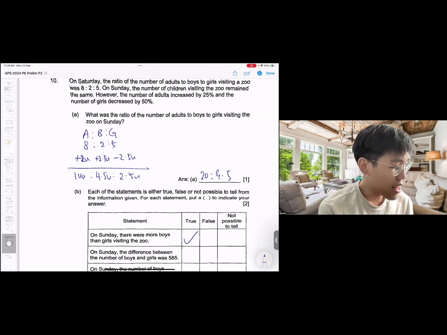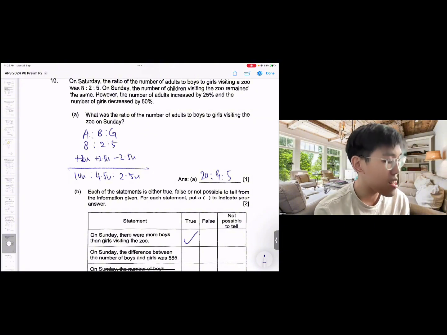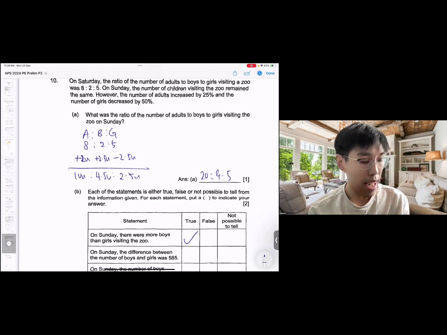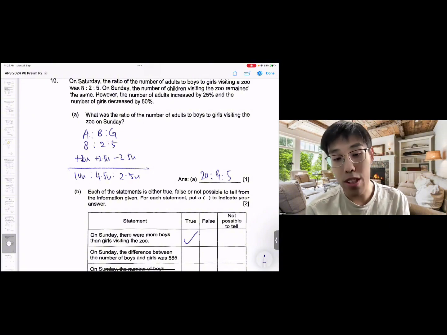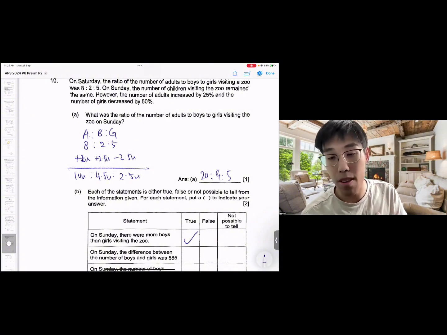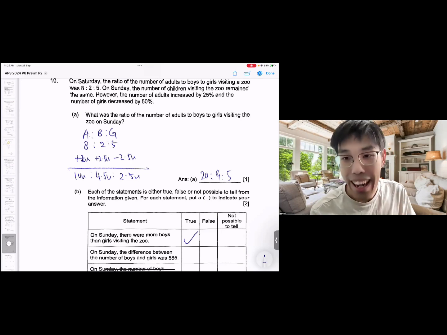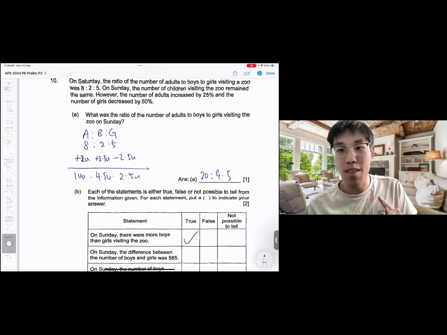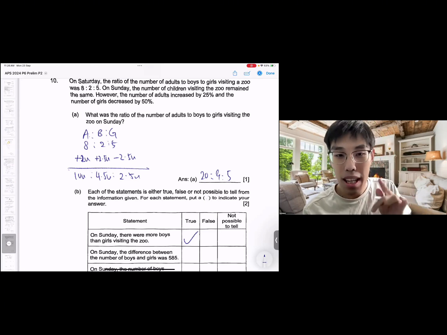Okay. On Sunday, the difference between the number of boys and girls is 585. This one is interesting, because they never tell you any quantity. So how will you know it's 585? At this point, most people will say it's not possible to tell. But in fact, it is possible to tell. It's either true or false. Let me show you why.